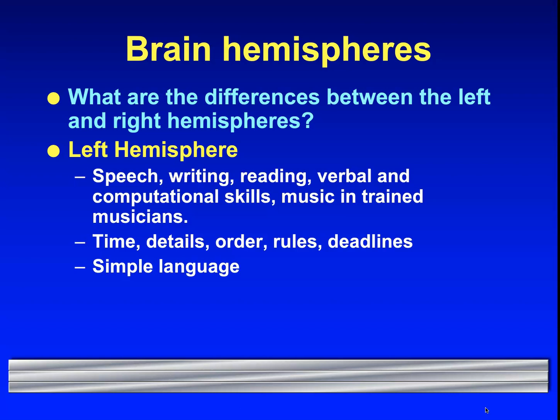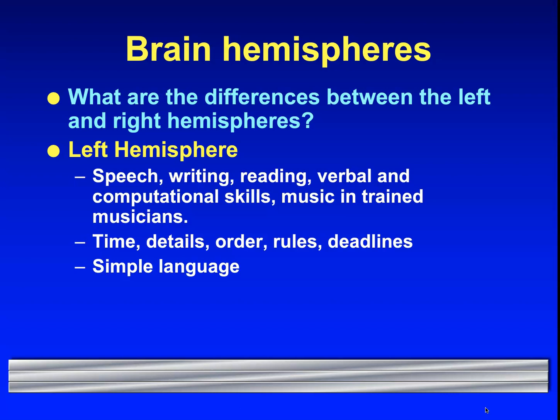We say that language is on the left hemisphere, and to a large degree that's correct, but it's not all of language. What we see in the left hemisphere is speech and writing and reading, verbal and computational skills, music in trained musicians. Music in non-musicians is more on the right hemisphere, so just the appreciation, the emotional connection. But if you're a trained musician, it's a math thing, it's language. I'm a musician. You read the score, that's a language that you've learned, that little black dot corresponds to a certain note and a certain way to play it and all of that. So it's a language in trained musicians.